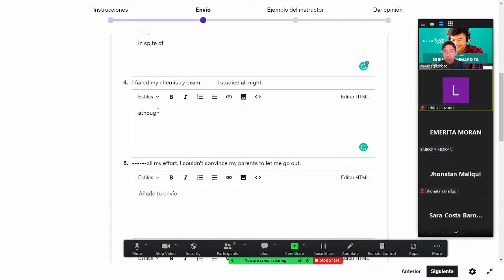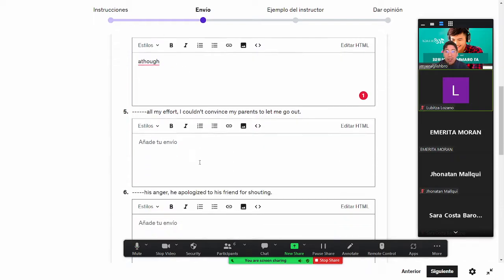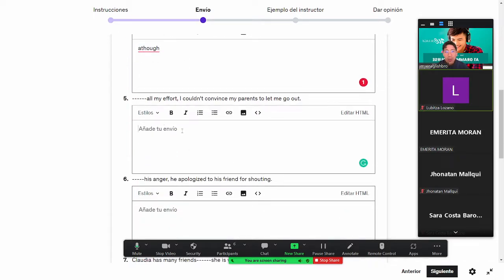Although. No puede ir un despite the fact. Un despite porque le falta el the fact. No puede ir un in spite of porque le falta el the fact. Número 5. All my effort. I couldn't convince my parents to let me go out.